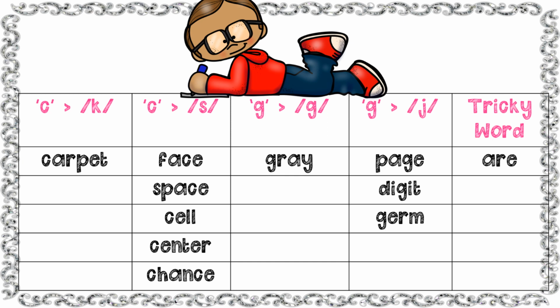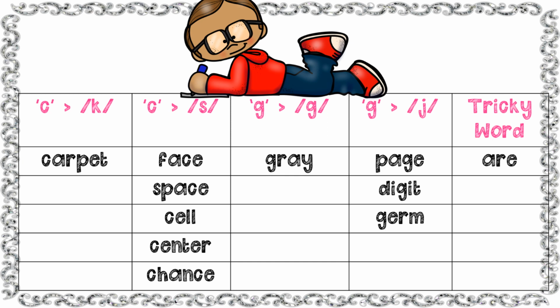So let's put our fingers in the air and let's write the word carpet. C-A-R-P-E-T. Now let's touch spell the word carpet. K-R-P-E-T. And remember that AR, that's a vowel controlled R. That AR says R. Now let's look at our column for the soft C, which is the S sound.